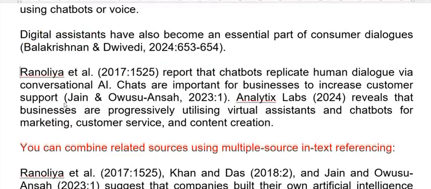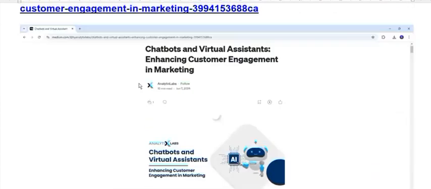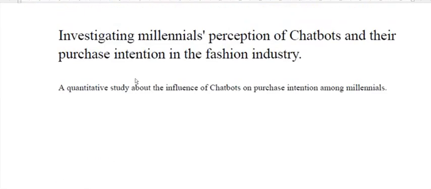There's 3 or more authors. That was, by the way, the book chapter. 3 or more authors, Ranoli and et al. stated, or you can place it at the end. Two more different source examples: the first is a thesis.